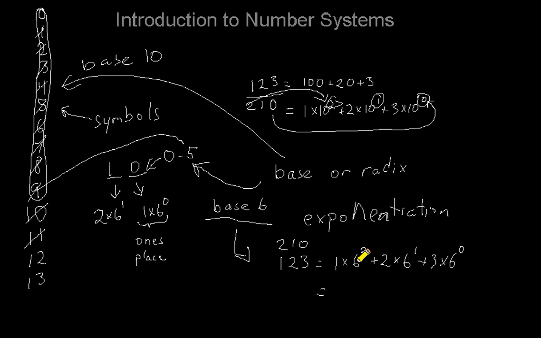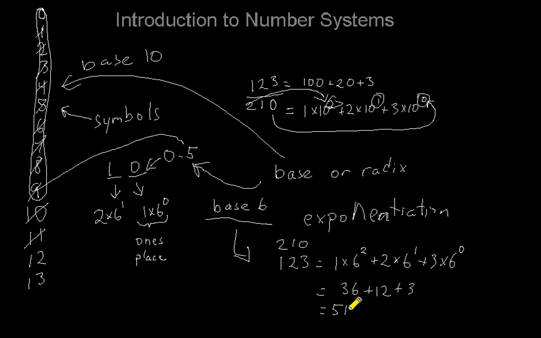6 squared is 36. 6 to the 1 is 6. 6 times 2 is 12. And 6 to the 0 is 1, so we have 3. 36 and 12 is 48. 48 plus 3 is 51.